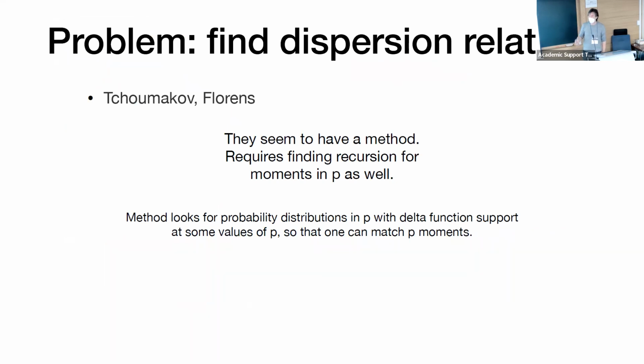Okay, and then the problem is that if you have a band structure, you need to find the dispersion relation, and that doesn't come for free. And it converges poorly for the dispersion relation. And Chomakov and Florence have a method that they devised where they think that they can do it. And then this requires also finding recursion for moments in P. And it's the structure of the moments in P that says that when you have P and the P is discretely quantized, then the probability distribution P will have delta function peaks. So you need to basically try to estimate which delta function peak probability distribution best matches your data. That gives you an idea of how the P is quantized. Okay.